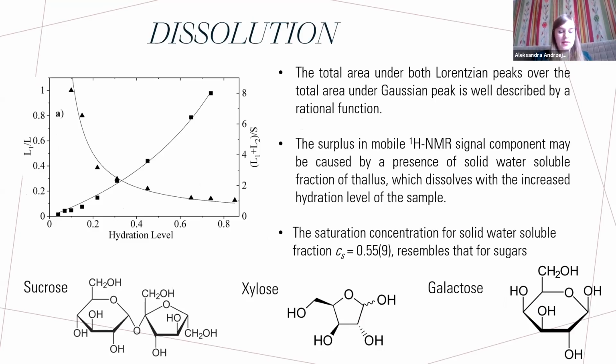The total area under both Lorentzian peaks over the total area under Gaussian peaks is well described by a rational function. The surplus in mobile signal may be caused by the presence of a solid water-soluble fraction of the thallus, which dissolves with the increased hydration level of the sample. The saturation concentration of the soluble water fraction resembles that for sugars: sucrose, xylose, and galactose.